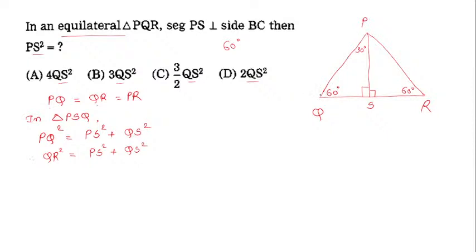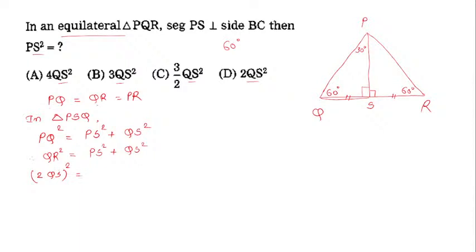Now again, we have PS which is perpendicular to segment QR, and as it is an equilateral triangle, it is also a perpendicular bisector of side QR. That means QS must be congruent with SR. So there is a relation between QS and QR, that is QR is double the QS, or QS is half of QR. So instead of QR we can write here 2QS, and QR square is there. Now why have we substituted QR by QS? Because in the question we have to have the relation between PS and QS. That's why instead of QR we have written QS.